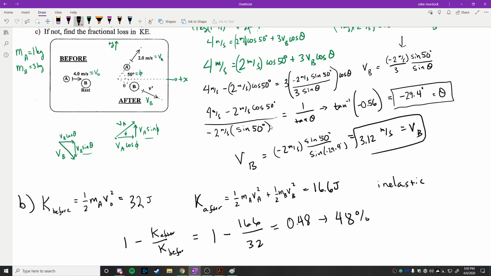And that's a two-dimensional inelastic collision. Do you guys have any questions?